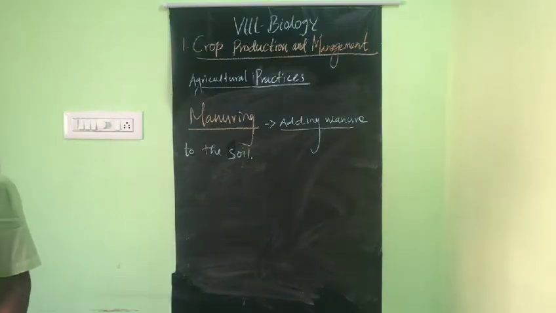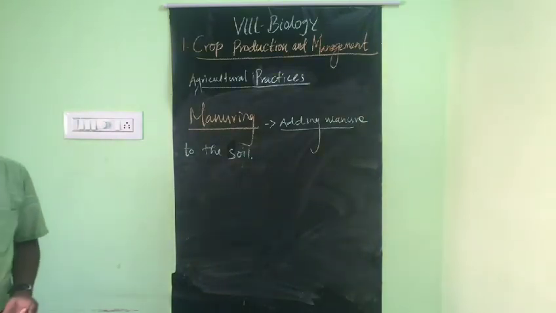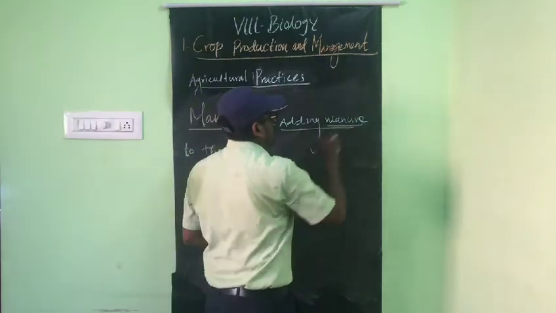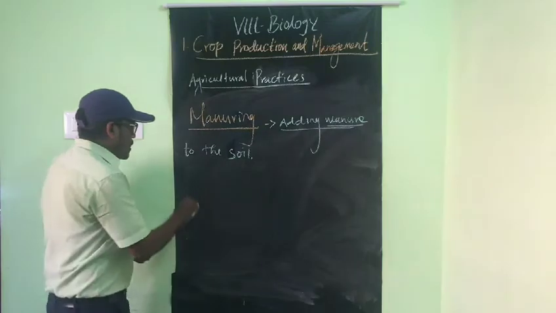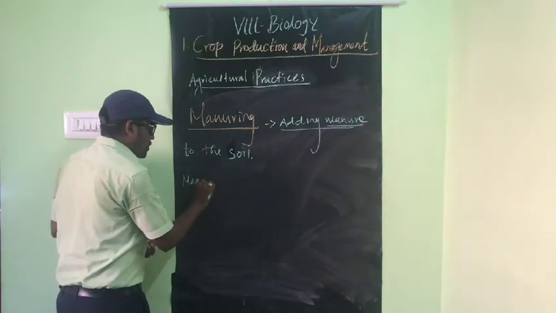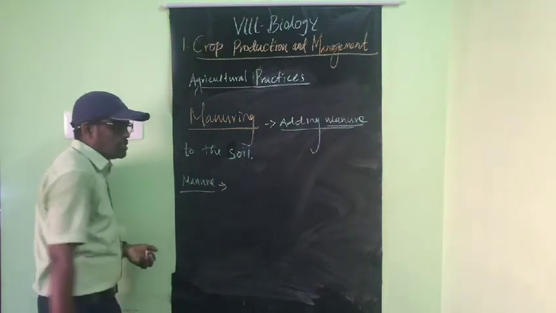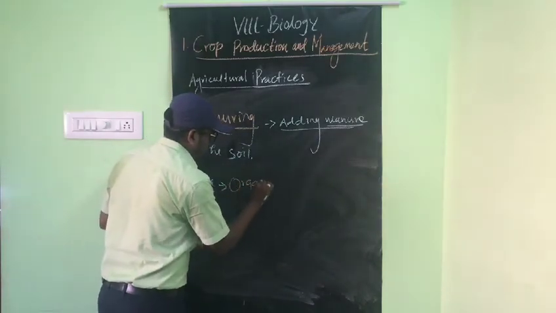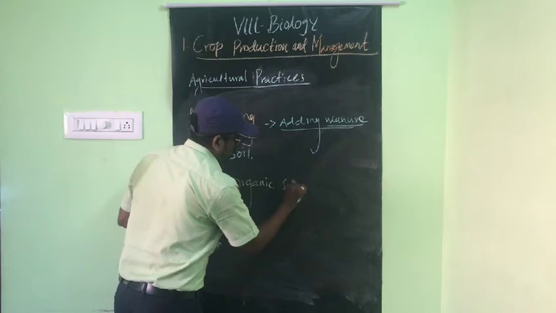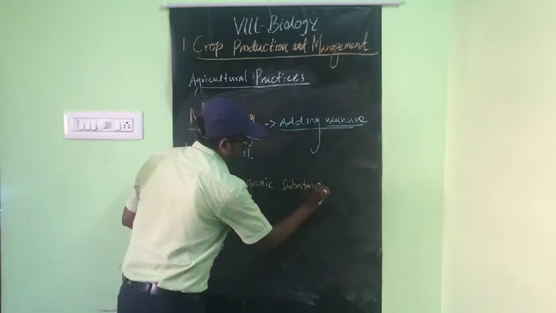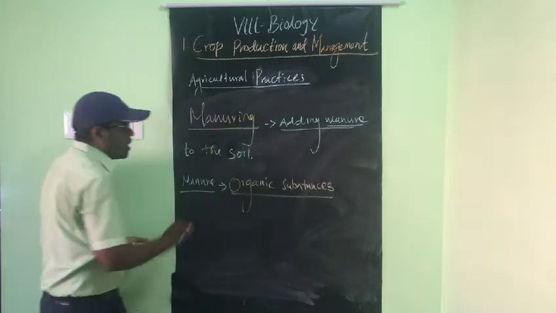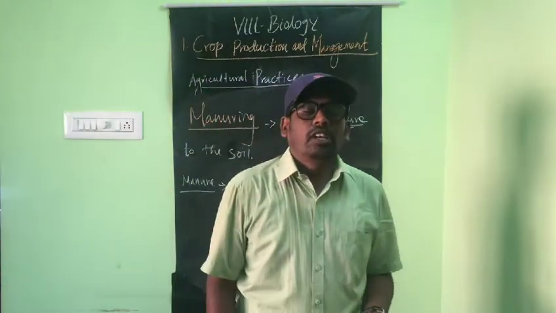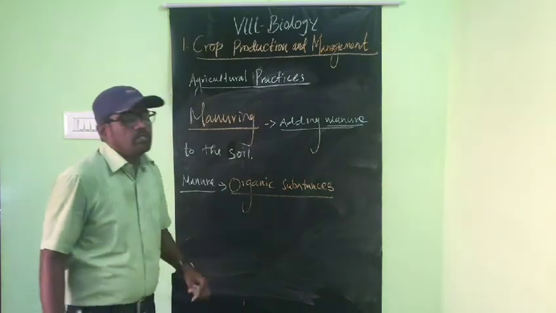And next one is manure. I told you manure is a substance. So what is the substance? The manure is a substance, I told, that is organic substances. So what are organic substances? The substances that come from nature are called organic substances.